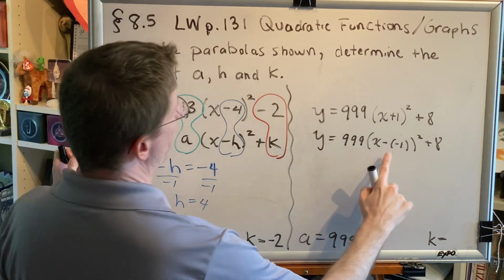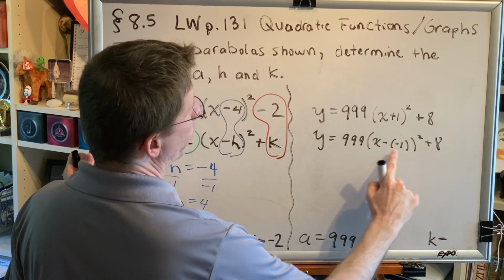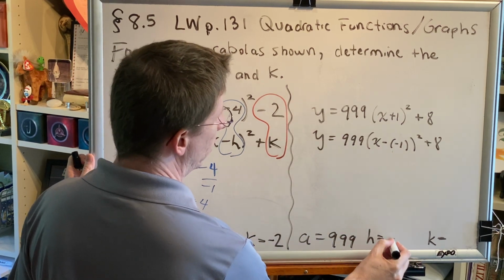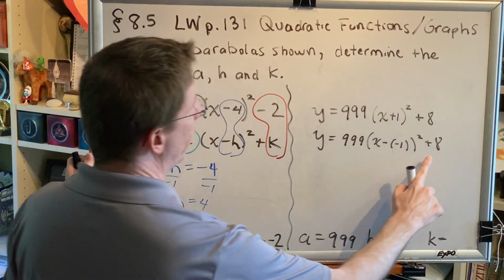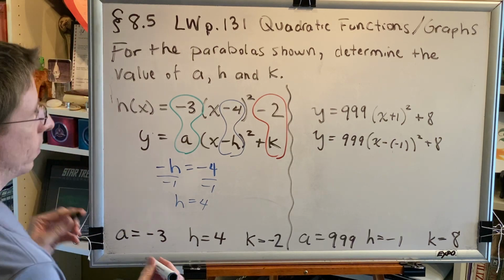So now we can see that the number that we're subtracting inside is negative 1, because when we pronounce it out loud, we say x subtract negative 1. So what do we subtract? Negative 1. And then finally, the number added or subtracted outside is k, so k is 8.